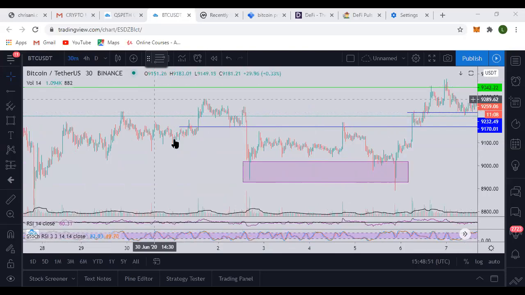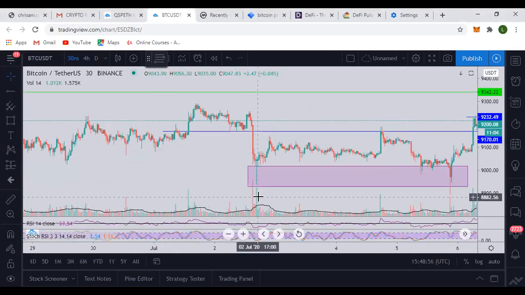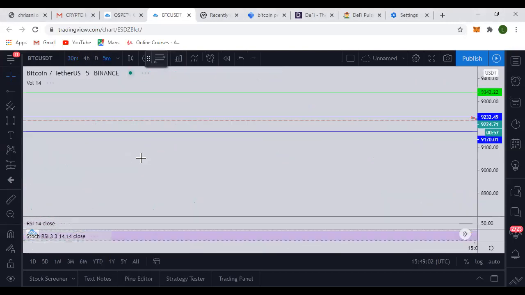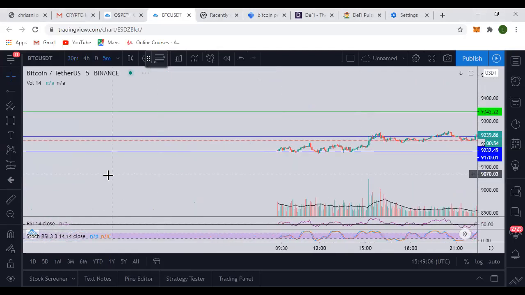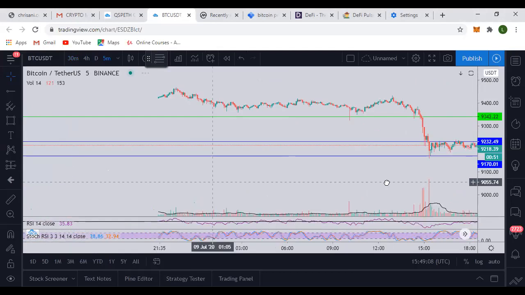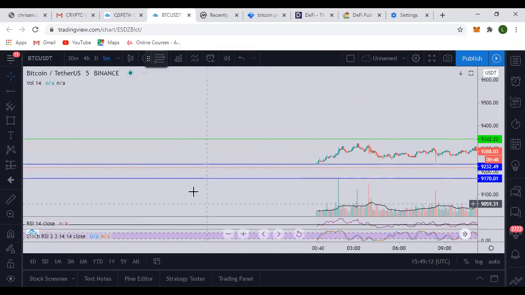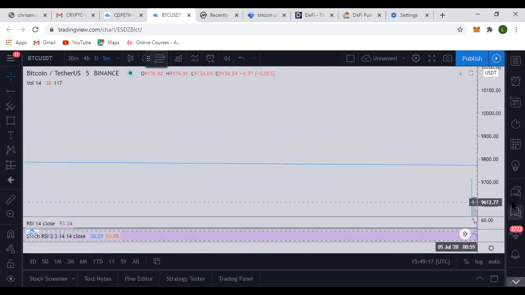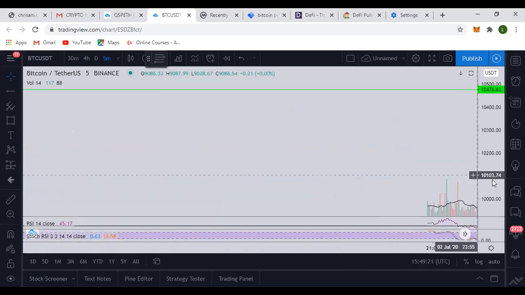This is a 30 minutes chart. This is the 2nd of July. Let me change it to a 15 or a 5-minute chart. I want to show us something on the 5 minutes chart. That's the 2nd of July.